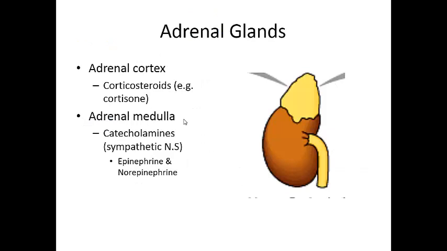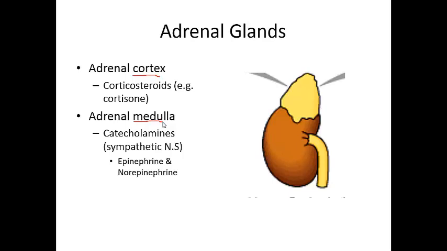Here we see the adrenal glands. The adrenal glands sit on top of your kidneys. Your anterior pituitary gland is going to release ACTH, adrenocorticotropic hormone. And this hormone travels from your pituitary gland to your adrenal glands and stimulates the release of hormones. There's two parts to the adrenal glands. You have the cortex, which is the outside, and you have the medulla, which is the inside.